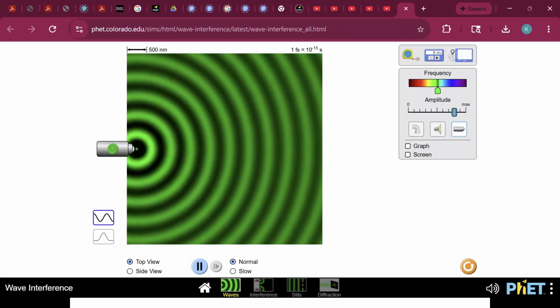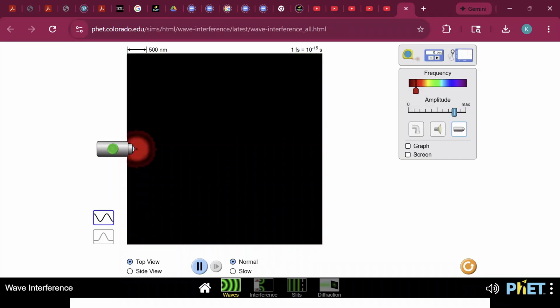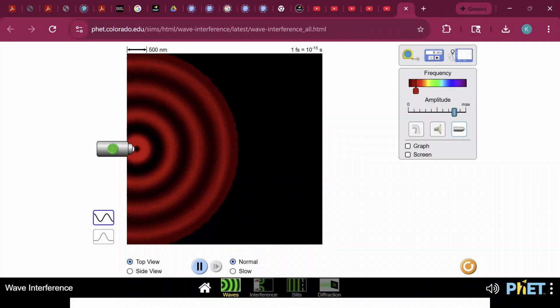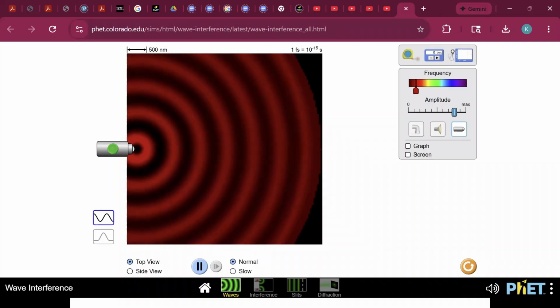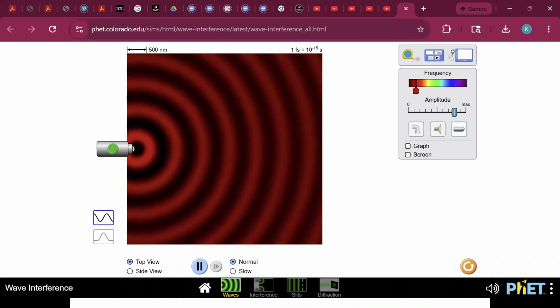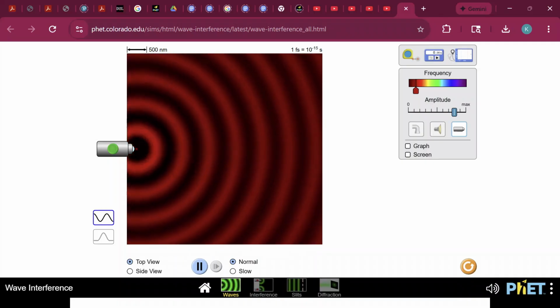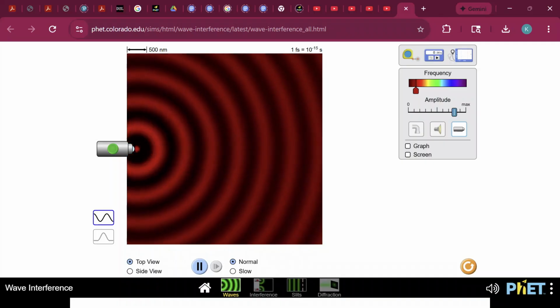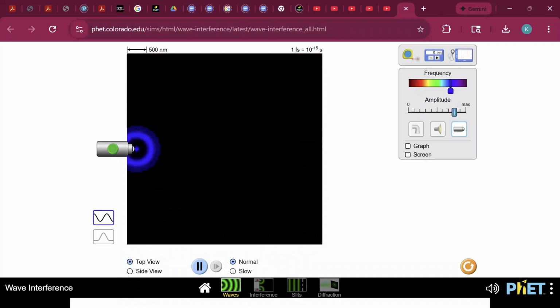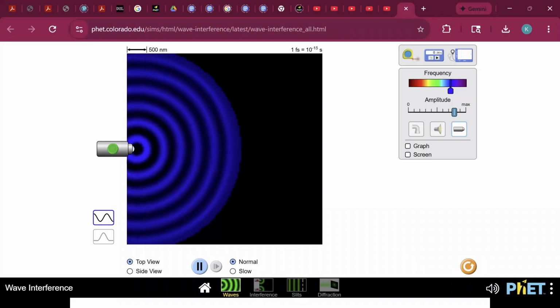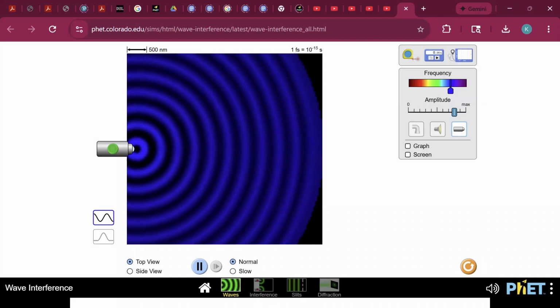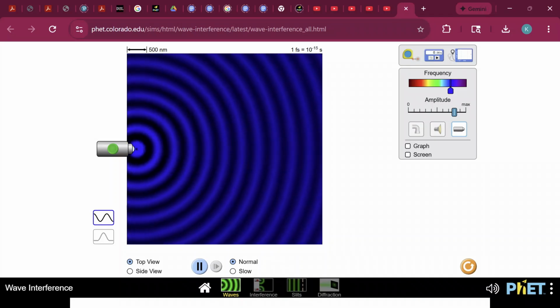Now, if I change the frequency, I'm now having some sort of red light here. I can see that my red light is generally not as bright as my green light, and that has to do with the fact that our energy is proportional to our frequency. So the higher the frequency, the brighter and more intense our light is going to be because of the higher energy. If I switch over here to blue or violet, we can see that I get that brighter, more intense light at the start.